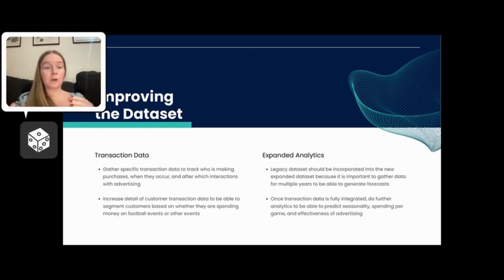Legacy data set should be incorporated into the new expanded data set because it is important to gather data for multiple years to be able to generate forecasts. We don't want to be making decisions based on recent trends. We want to be able to have backing behind our decisions. In addition, once transaction data is fully integrated, do further analytics to be able to predict seasonality, spending per game, and effectiveness of advertising.